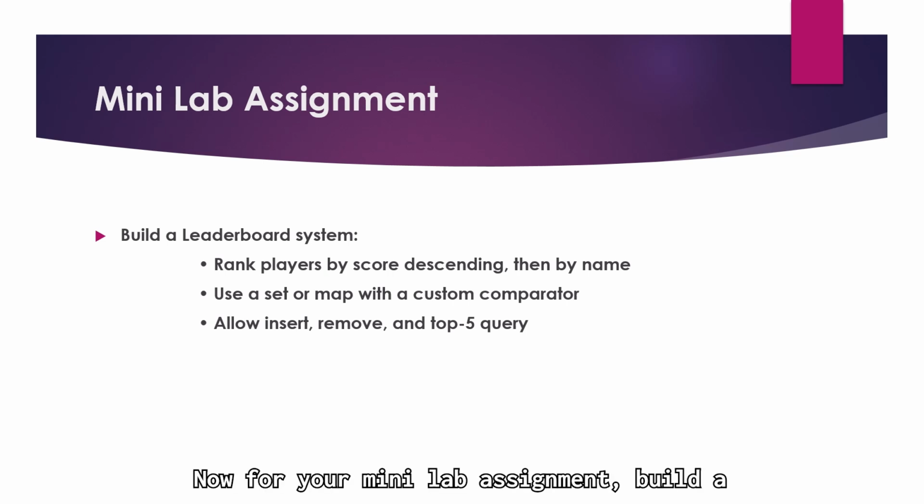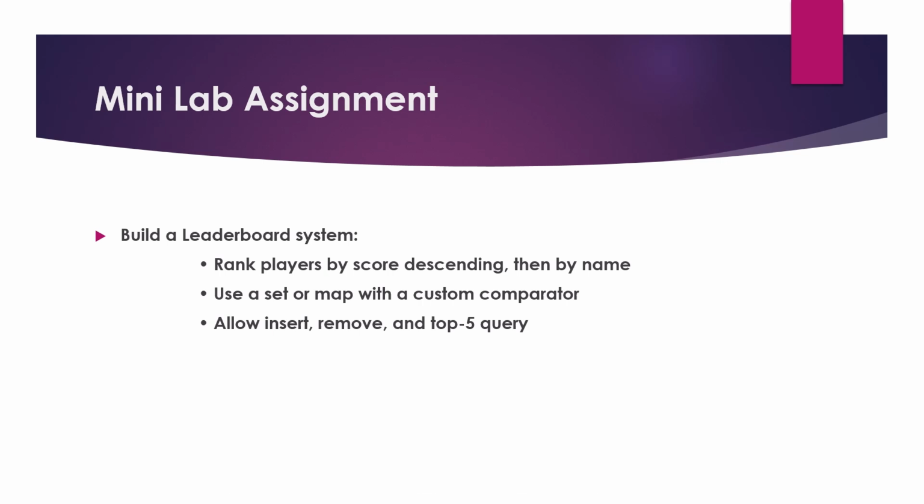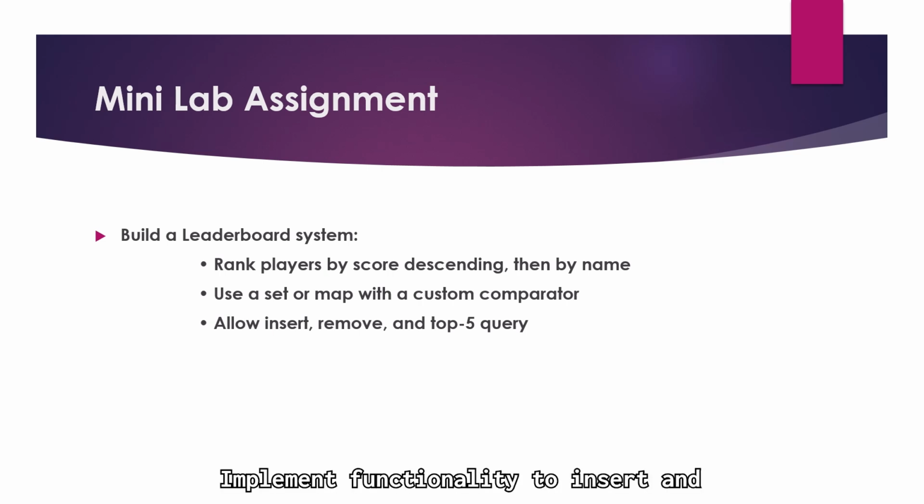Now for your mini lab assignment, build a leaderboard system. Use a set or map with a custom comparator to rank players. Rank them first by score and then alphabetically by name. Implement functionality to insert and remove players and retrieve the top 5 players in order. Make sure to rank the scores in descending order.